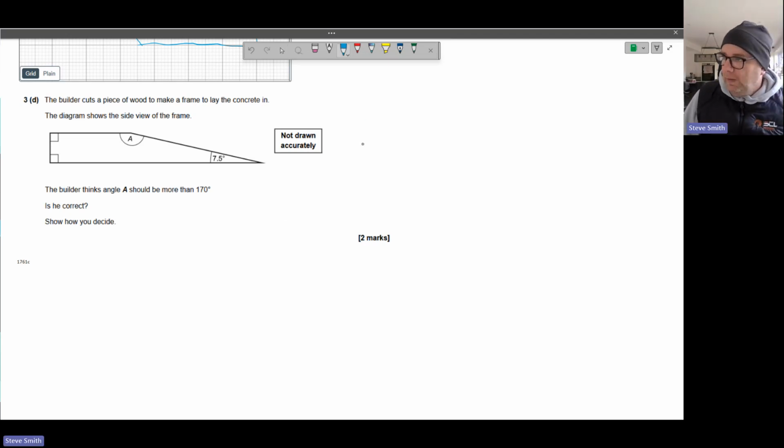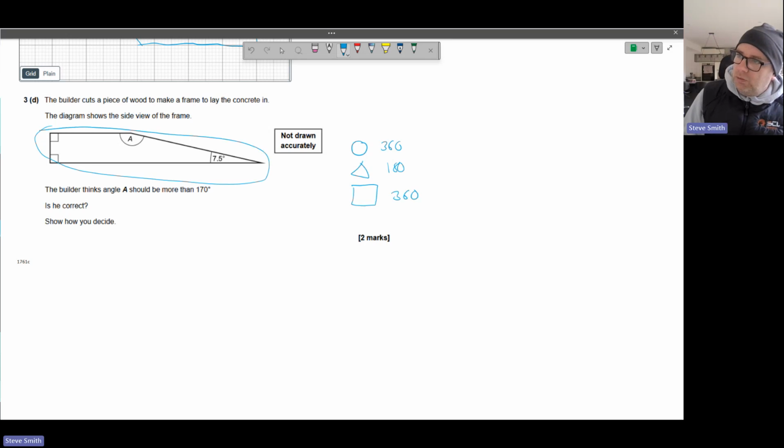We said above that circles equal 360. We said triangles equal 180. And we said 4-sided shapes equal 360. This is a 1, 2, 3, 4-sided shape. So all angles in this shape must add up to 360. We've been given 3 of those angles. If you're thinking, no, we haven't been given 1.